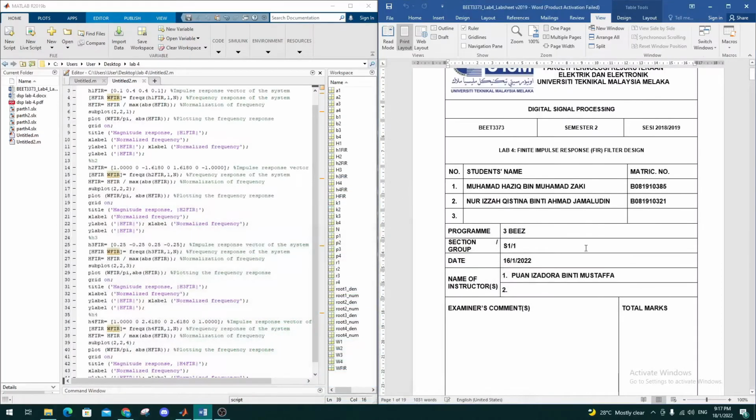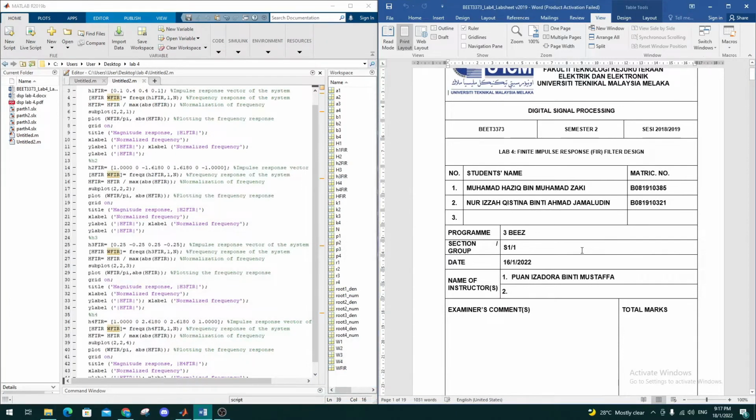Assalamualaikum warahmatullahi wabarakatuh. My name is Muhammad Aziz bin Muhammad Zaki and I will explain about the Lab 4 Finite Impulse Response FIR filter design.